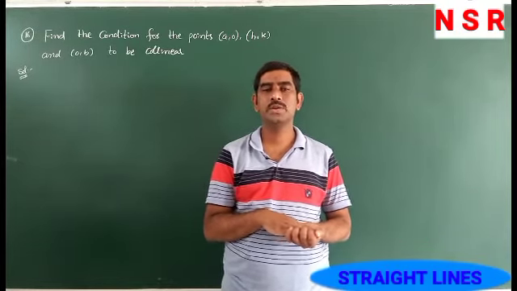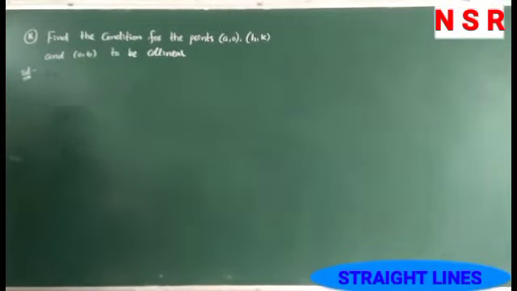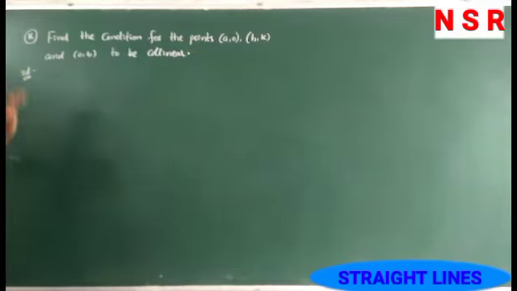In this session also we are going to discuss some 2 marks questions. Our next question is: find the condition for the points (a, 0), (h, k) and (0, b) to be collinear. If the given points are collinear, find the condition.